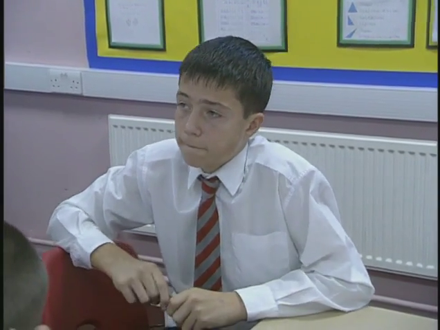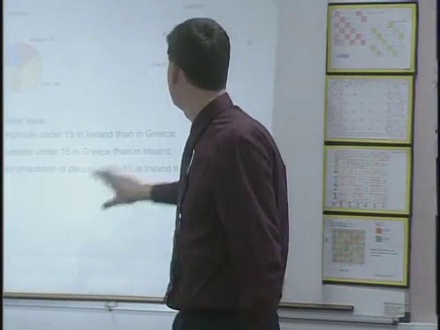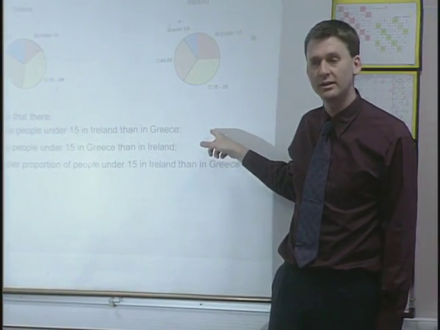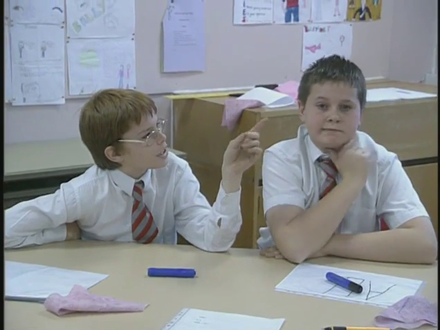So we're comparing different amounts of people, so what does that mean? What does that mean about this statement? There are more people under 15 in Ireland than in Greece. If you had numbers on each pie chart, you'd know which one's right and which one's wrong. So the problem is you've got no numbers to tell. What do we need to know, Aidan? The population number, like 200 and 300.